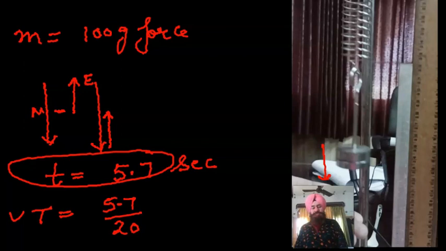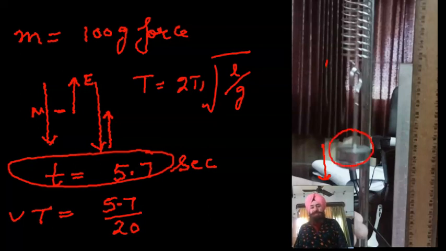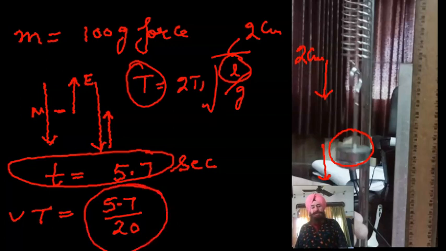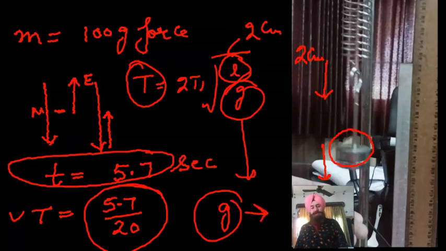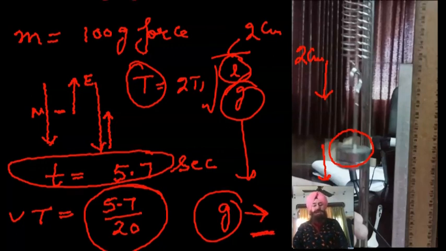Then use the formula T equals 2 pi under root of L over g. Now what is L? When this mass was attached, there was an extension in the spring, and this extension was 2 centimeter. With 100 gram force, the extension was 2 centimeter, so L is 2 centimeter. Find the value of g, and don't forget to write the results in the description box. So this is all about this experiment.